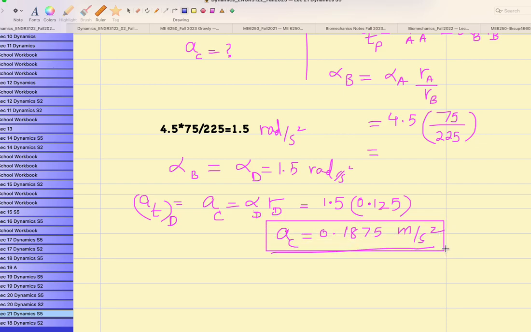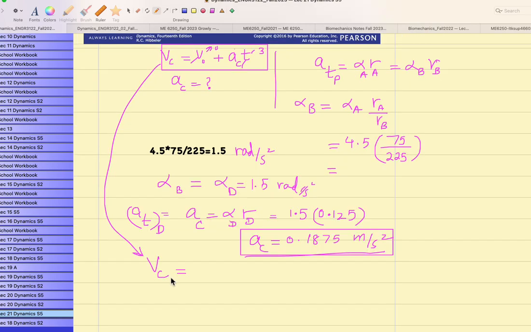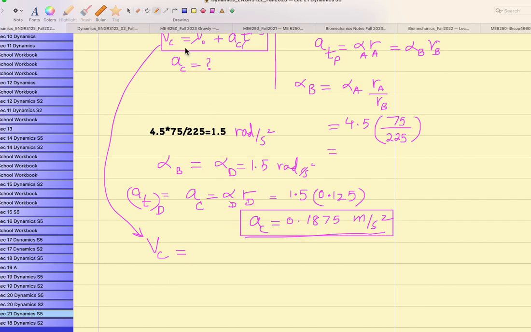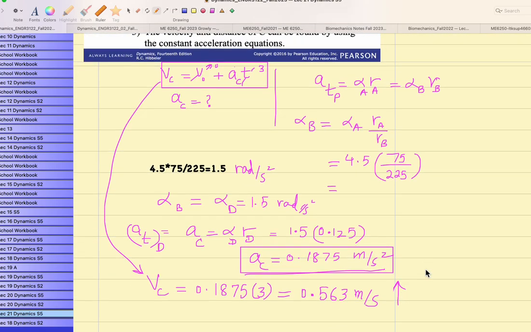You see my point? Now we have found the acceleration we wanted in this equation. Let's plug it in. I'm going to write the same equation to find the final velocity after 3 seconds: 0.1875 times 3. So you get 0.563 meters per second. And this is going up, because we are assuming upward is positive.